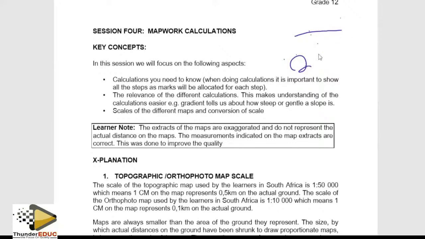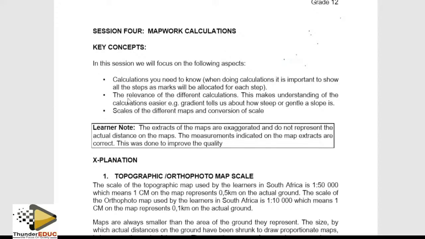Take an example. When you read the question and the question says the topographic map, please straight run to the topographic map. If the question says orthophoto map, quickly run to the orthophoto map. Because what you must understand, learners, is that these maps have got different scales. And these different scales help us to understand the units in which we are converting the aspects into. Therefore, we need to make sure that we know the units of measurements and the kind of map you're using.